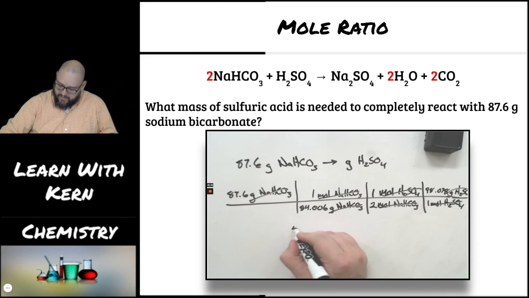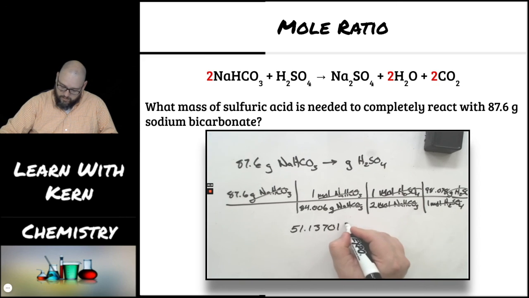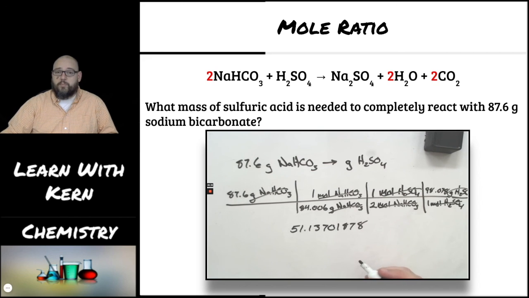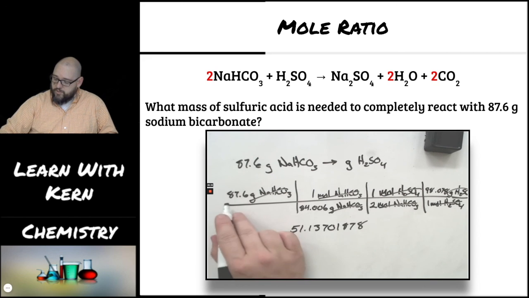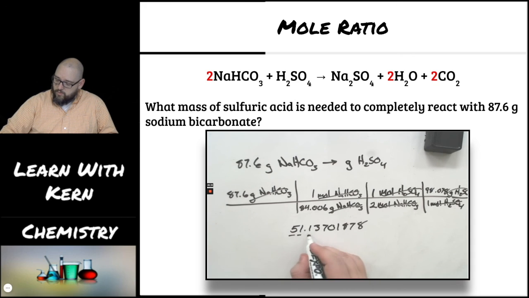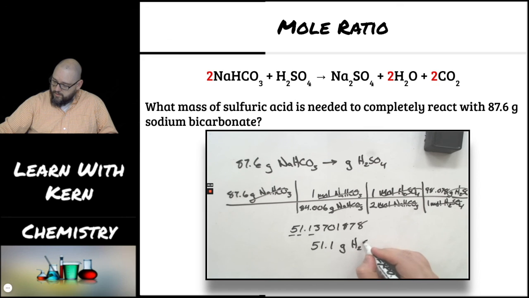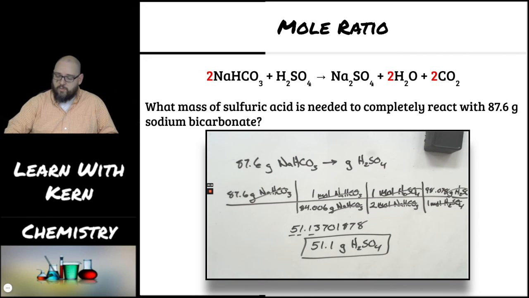And that gives me an answer of 51.13701878. And then we round it to our proper number of significant figures, which is 3. So 1, 2, 3 is 51.1 grams of sulfuric acid are needed to completely react with 87.6 grams of sodium bicarbonate.